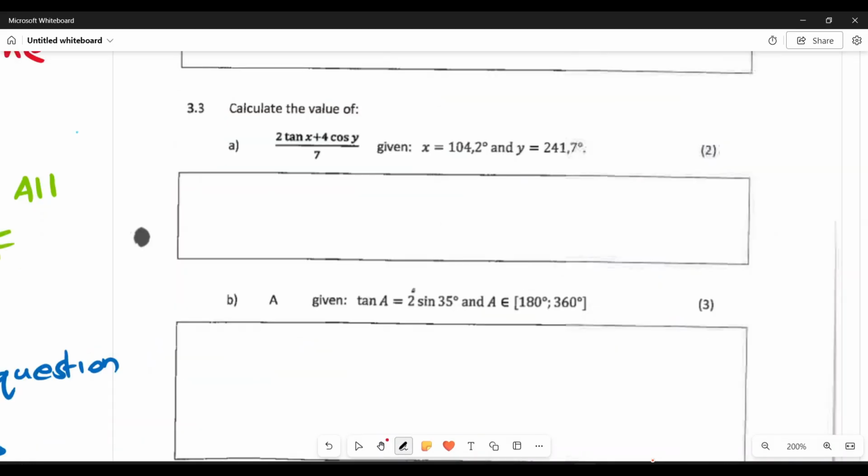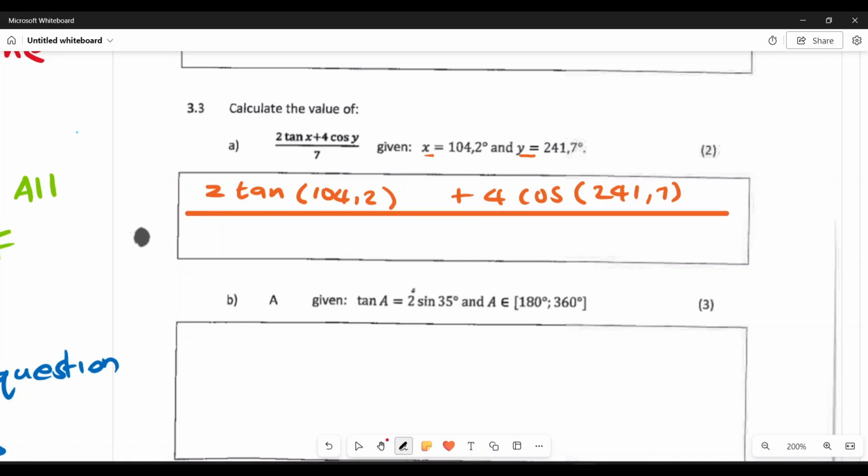Now, 3.3, we are given this expression, and they give us the value of x as well as y, right? And now, if we were to calculate this, we're just going to substitute x and y. So here's 2 tan of my x, in this case it's 104,2, plus 4 cos y. My y is given as 241,7. Now, everything needs to be divided by 7, right? And if I do so, when I punch this into my calculator, my final answer should be equal to negative 1,40, rounded off.